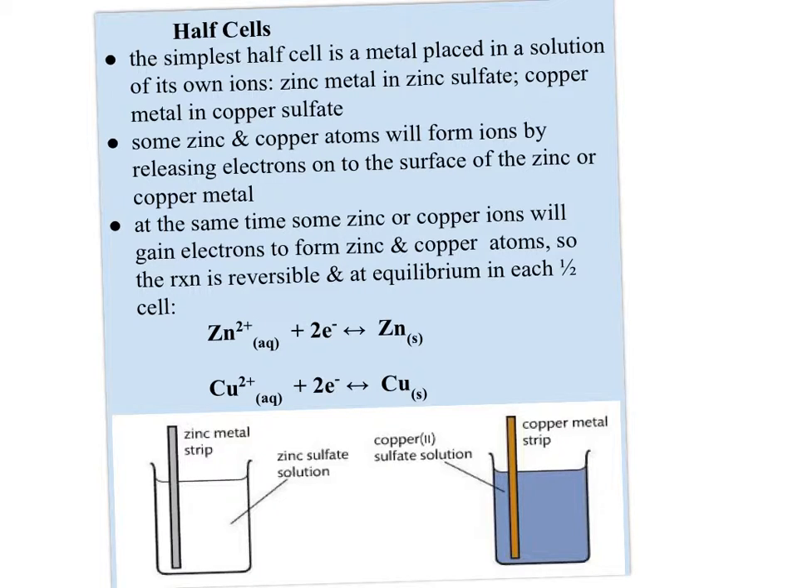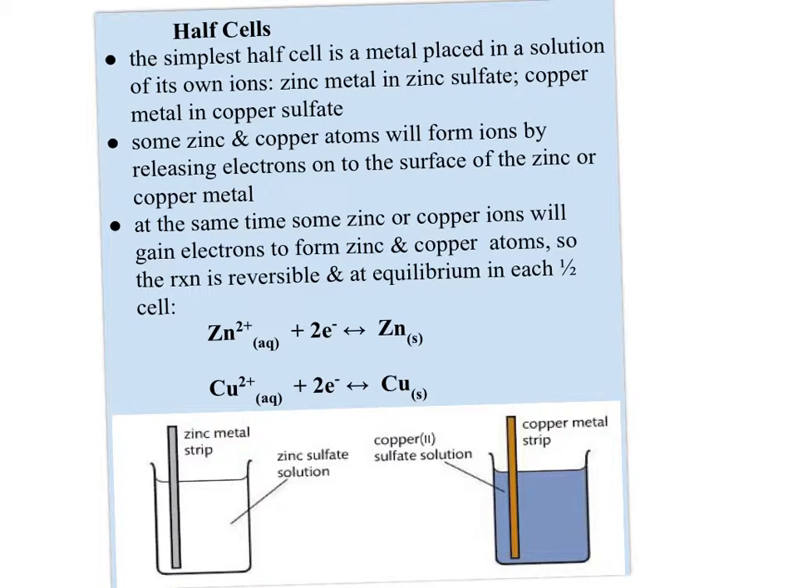to create what we call some potential charge or some difference, because some zinc and copper atoms will form ions even when they're in an ionic solution of themselves. And when they do that, that releases some electrons onto the surface of the zinc or the copper metal, making them ready to move. So at the same time, it creates some ions that want to gain electrons. So on the zinc end of things, we're getting some zinc atoms to release electrons that will travel over to the copper, and we're getting copper ions ready to receive those electrons.